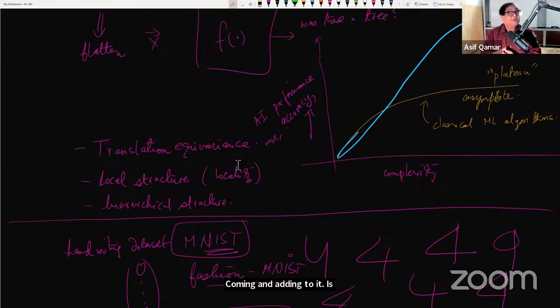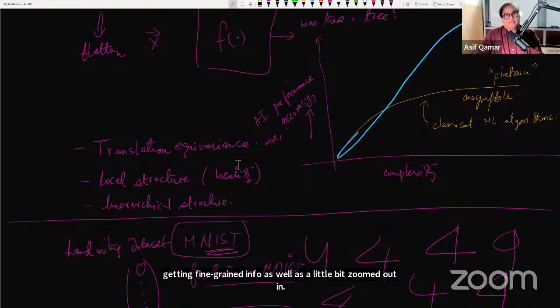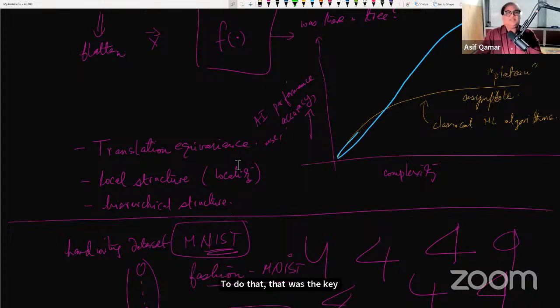And would you agree that that would be a good thing, right? Because you're getting both now. You're getting fine-grained info as well as a little bit zoomed out info. To do that, that was the key breakthrough that made the ResNet architecture possible. What it did is it would just hop across and add information from a few layers ago. Right? So that is it.